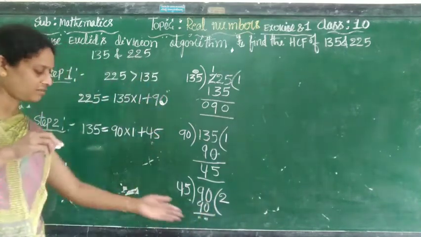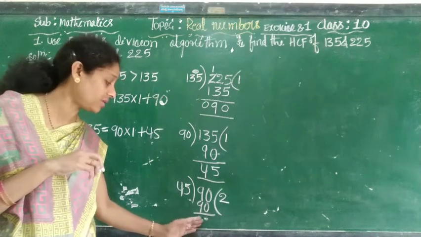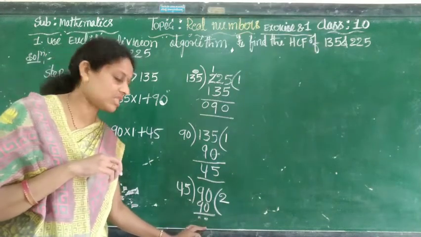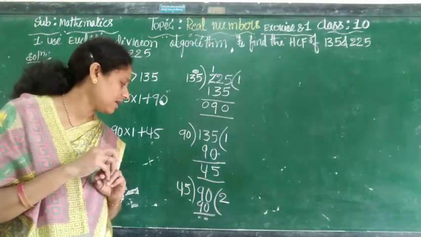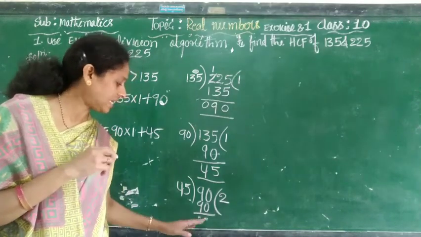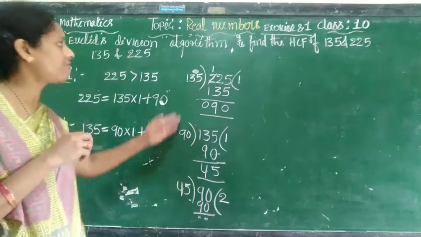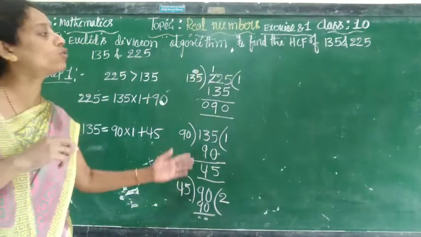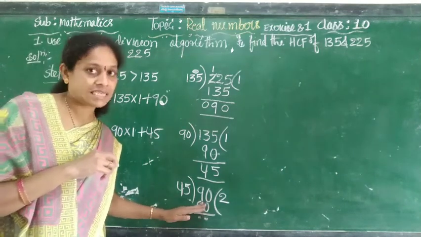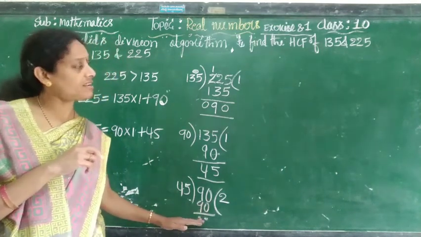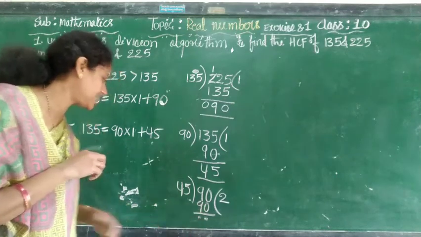Dear students, the remainder will be 0. Yes, the remainder will be 0. This process cannot proceed any further. We claim that the HCF of 135 and 225 is the divisor at this stage. So the divisor at this stage is what?